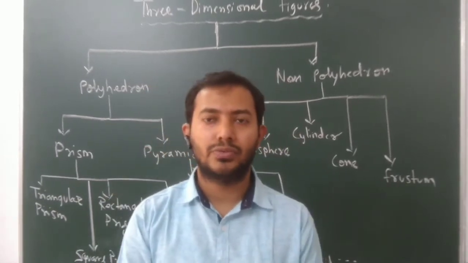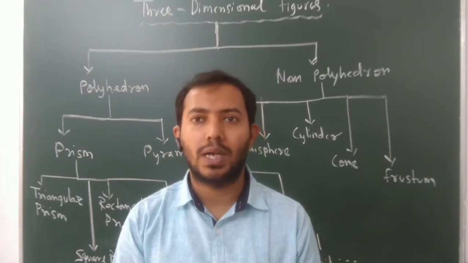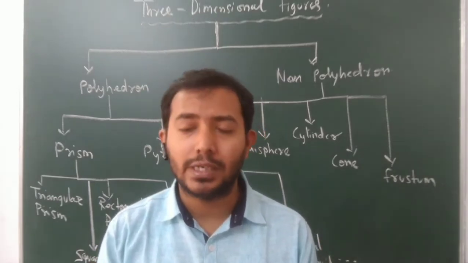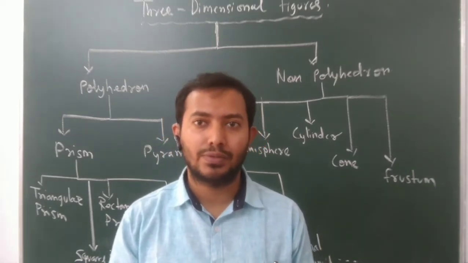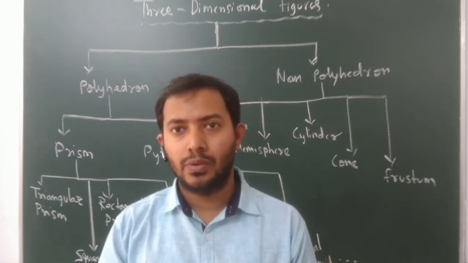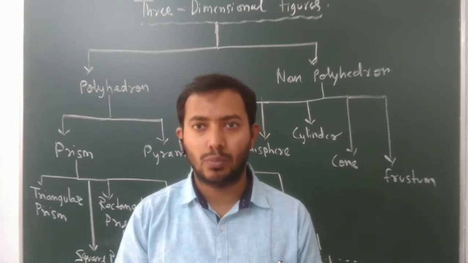Untitled Chapter, that is three-dimensional figure. Here we have the three-dimensional figure divided into two parts. One is polyhedron, another is non-polyhedron. So what is polyhedron? A solid figure which has polygonal flat surfaces. Polygonal means, already we have discussed the polygon. So what are polygons? A simple closed figure is called a polygon.